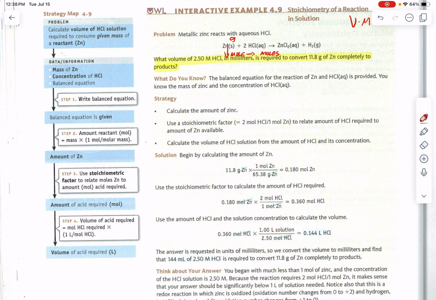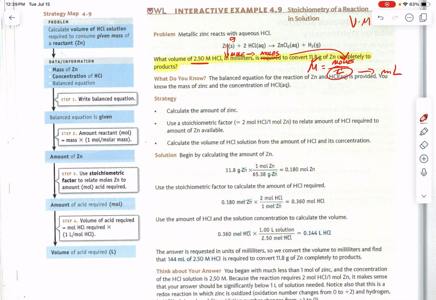So I'm going to do stoichiometry to get my moles of hydrochloric acid. And then once I have my moles of hydrochloric acid, since I know the molarity and I'm going to know the moles, and we know that molarity equals moles per liter of solution, I'm given the molarity. I'm going to calculate the moles right there, and I can solve for the liters. And once I solve for the liters, I can convert it into milliliters as the problem asks us to do.